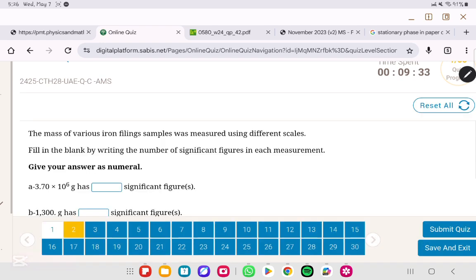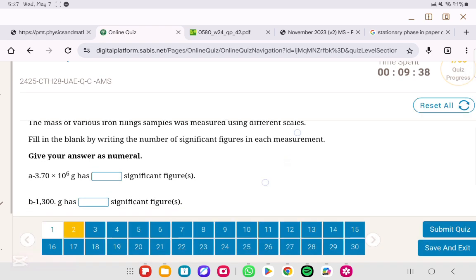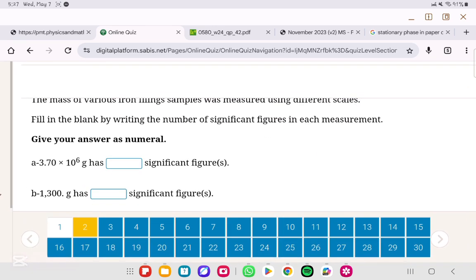We move on to the second question. The mass of various iron filling samples were measured using different scales. They want us to write the number of significant figures in each measurement. A very important thing you need to know is that any zeros before a digit are non-significant. Any zeros after a digit and after a decimal place are significant.